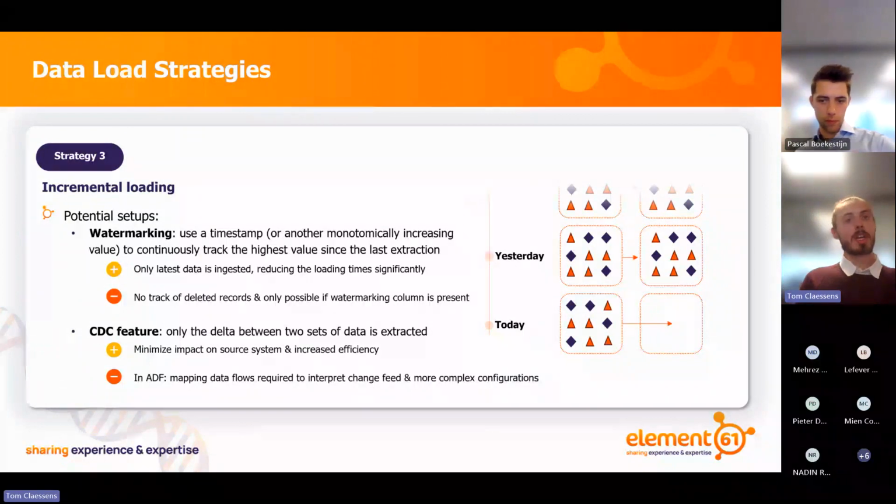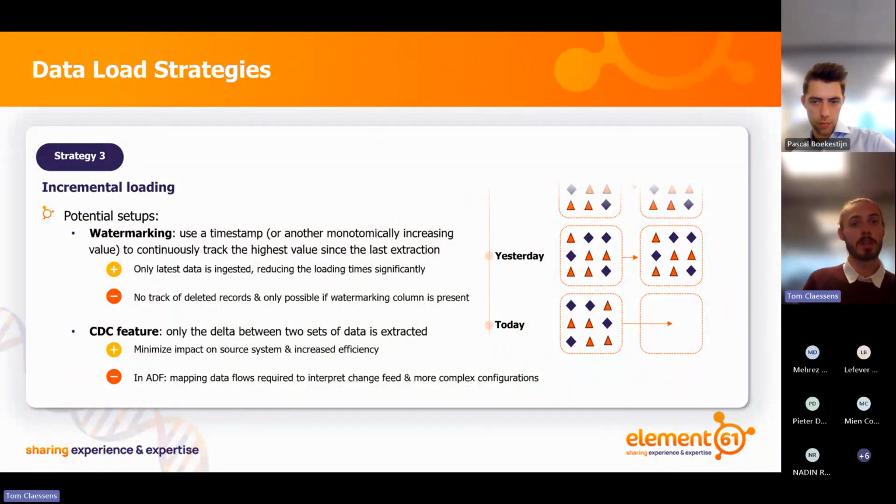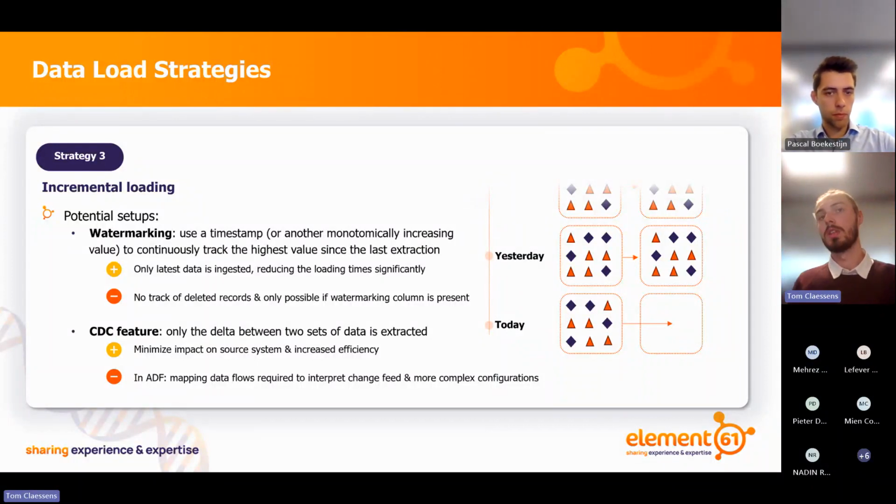Second will be your change data capture feature, where only the delta between two sets of data is extracted. This will very much minimize the impact on your source system and increase your efficiency. One of the downsides, and this is mostly related to ADF, is that we will need some more data flows and some more complex configurations to interpret your change feed.